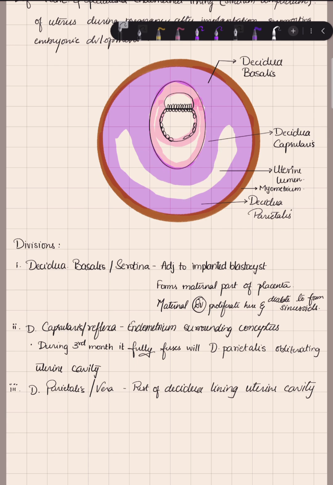The last layer is the decidua parietalis. That is the rest of the decidua lining the uterine cavity. The rest of the decidua that is not lining the conceptus is the decidua parietalis. In the third month, as this embryo grows too much, the decidua capsularis will come over here and fuse with the decidua parietalis and obliterate the uterine lumen. So there will be no uterine lumen anymore.